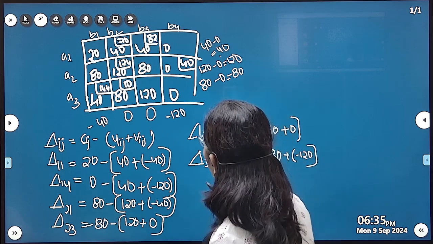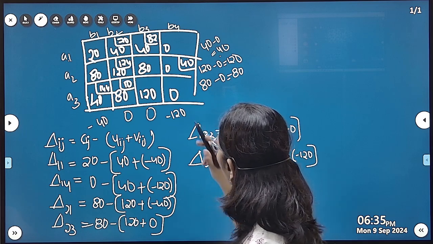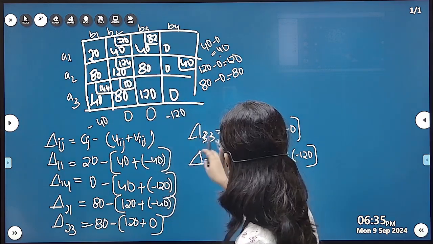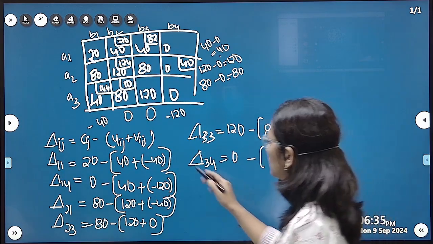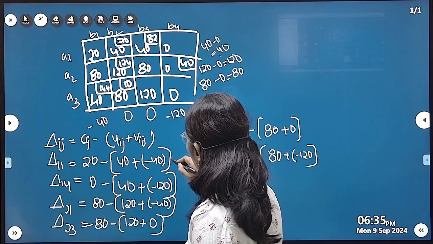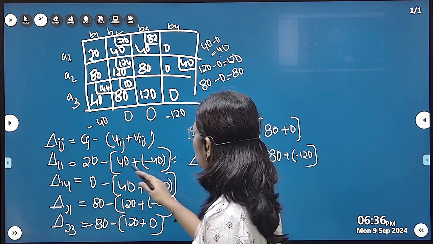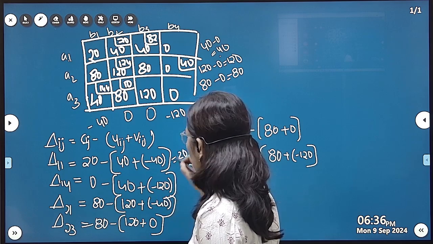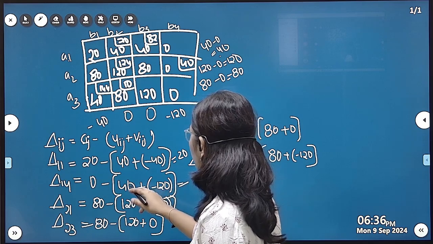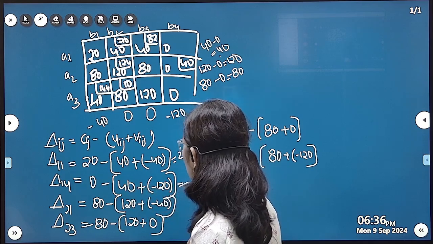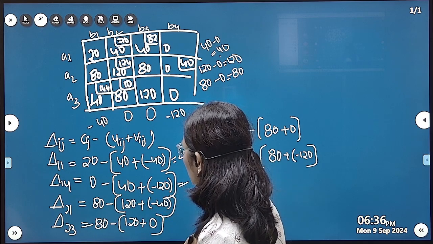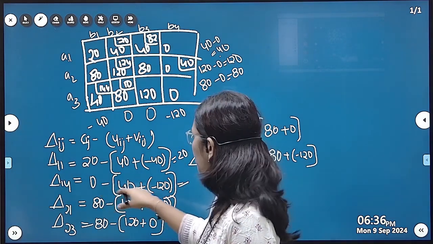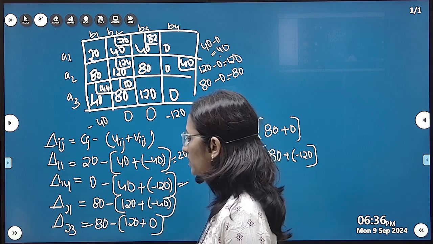Have all the unallocated cells been taken? How many unallocated cells are there? 1, 2, 3, 4, 5, 6. So I have done everything. Now tell me the values fast. Here minus 40 and plus 40 will get cancelled, so 20. Next here plus 40 minus 120. No, here it already has minus, right? So minus 40 and minus 1.